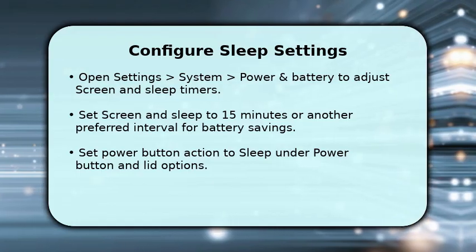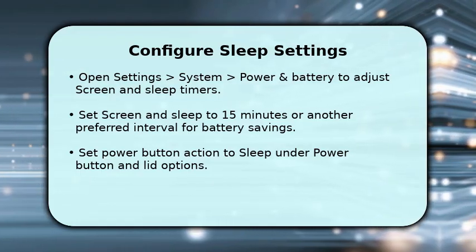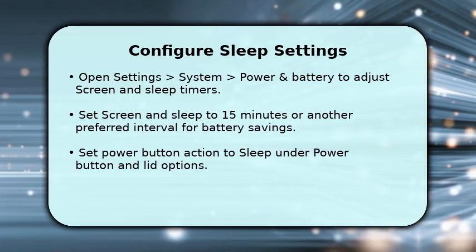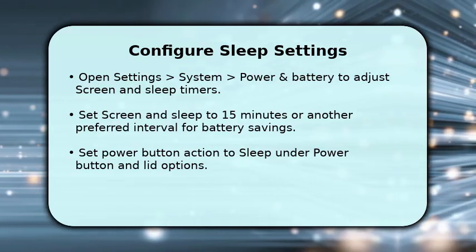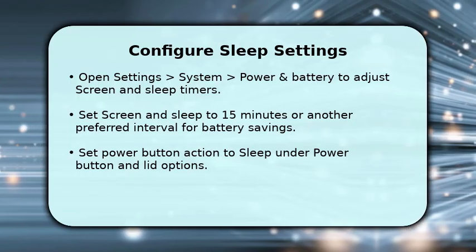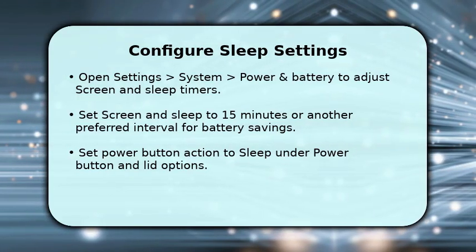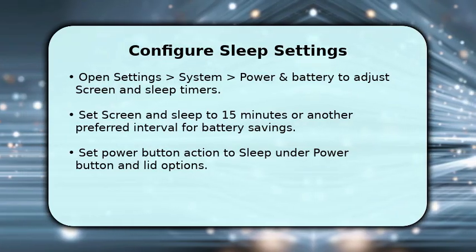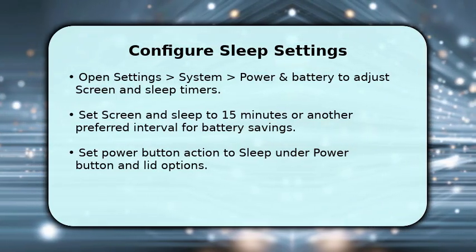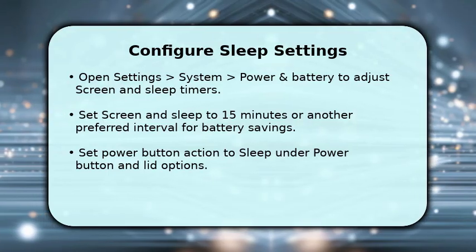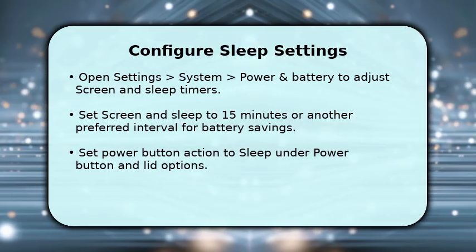Under Screen and Sleep, set the timers you prefer, for example 15 minutes for battery savings and 30 minutes for plugged in. Scroll to Power button and lid and set when I press the power button to sleep. You can also choose when closing the lid triggers sleep on laptops. These settings ensure consistent automatic sleep and simpler manual control from the power menu.